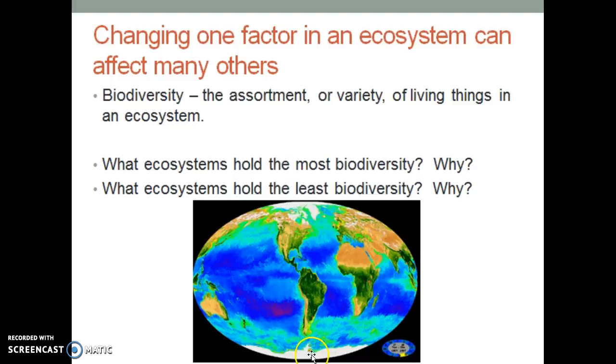Also, why can't life survive in these regions, the North and South Pole? Well, most living things aren't adapted to surviving in those extreme cold climates. Some can, but most can't.